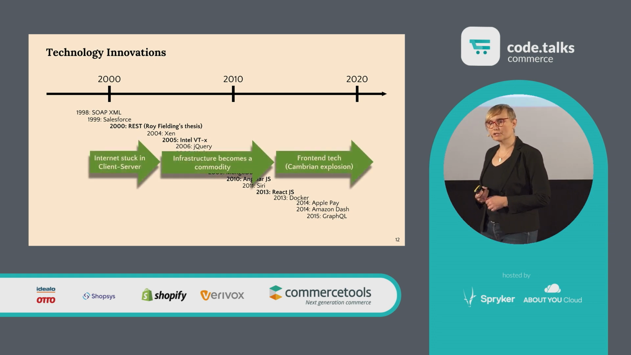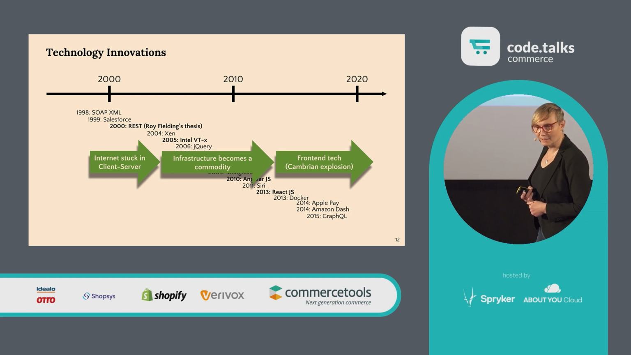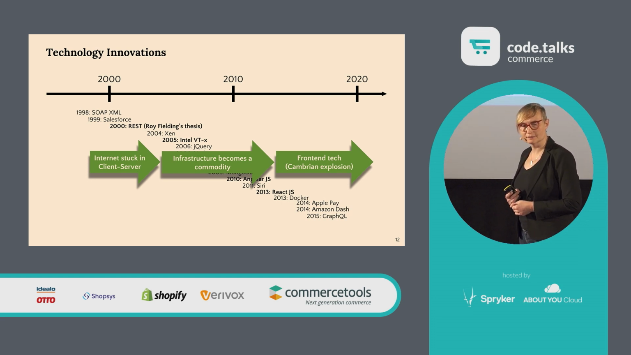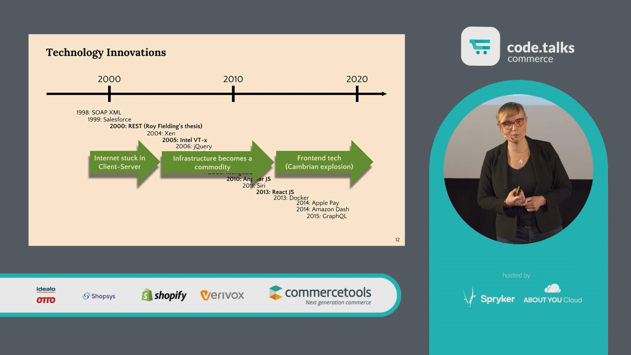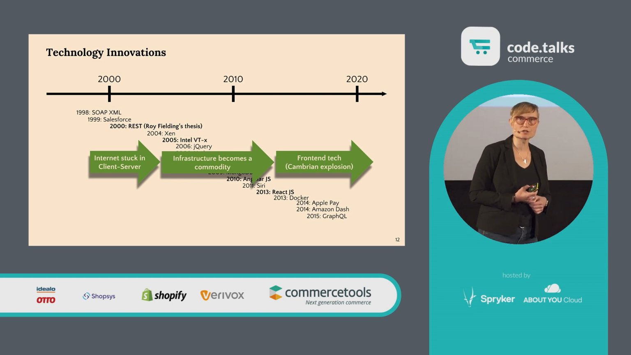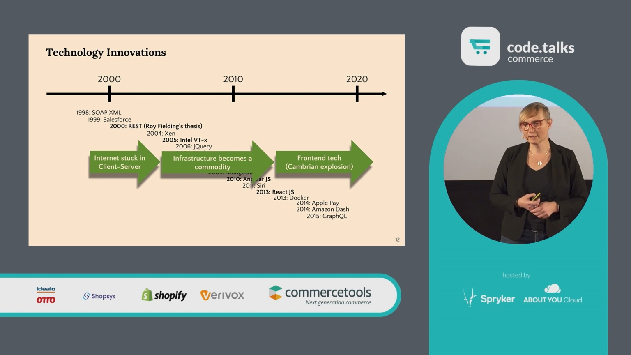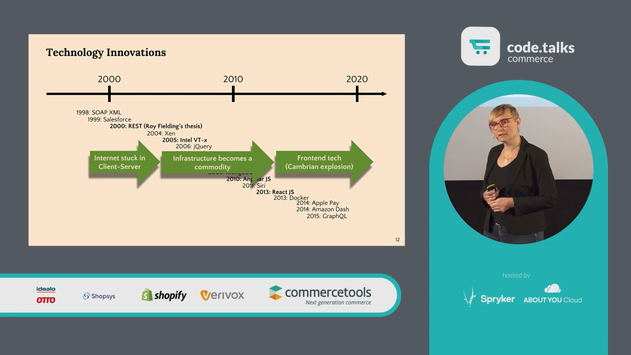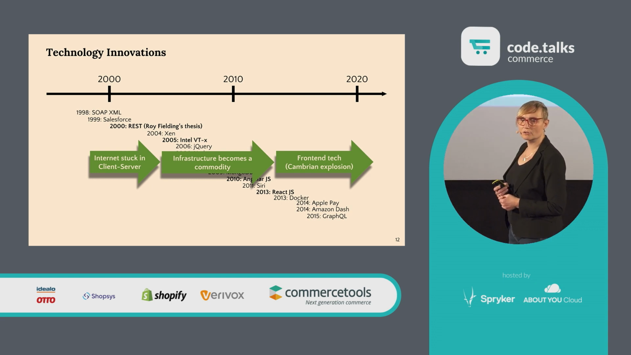I also describe the technologies in three phases, and I would call this the first wave. In the first phase, the industry was just thinking about the internet as a client-server model, and a lot of the systems which were created in the late 90s were still rooted in that thought model. Then in the 2000s, with Amazon, it started that infrastructure became a commodity.